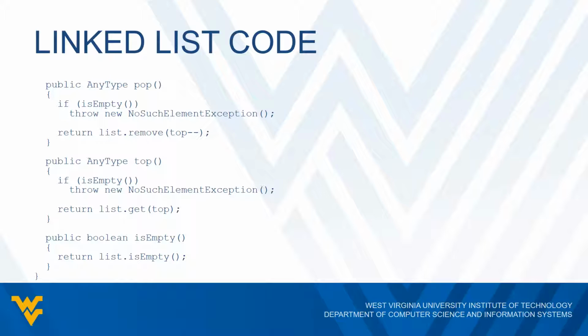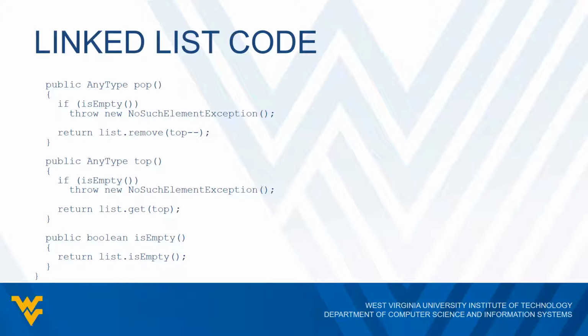And then here are the remaining methods in the stack class. So our pop method is first going to make sure that there is something in the stack. If there isn't, then we're going to throw the no such element exception because the stack is empty. And if there is something in there, we're going to call the remove method from our linked list. So we're going to remove the current top item. And then notice that when we're done, we're going to decrease the value of top because we need to change where the top of the stack is.